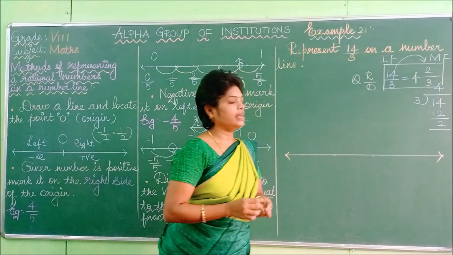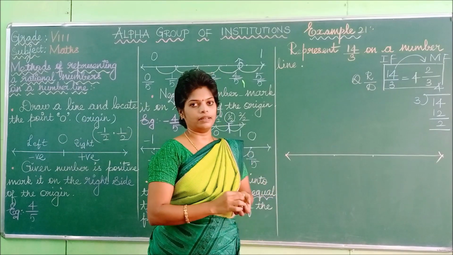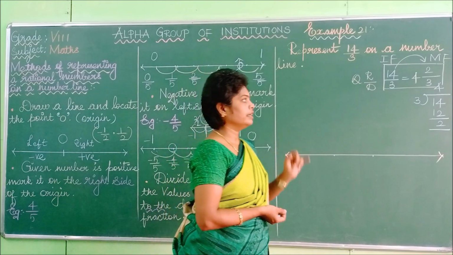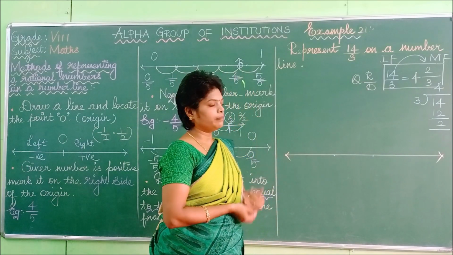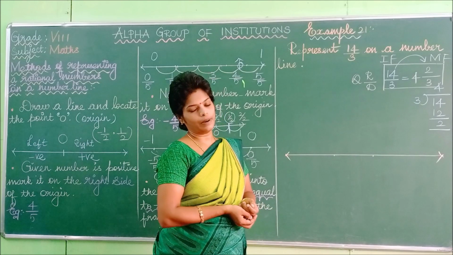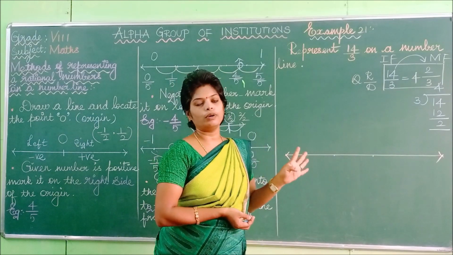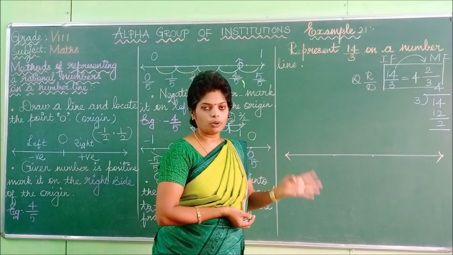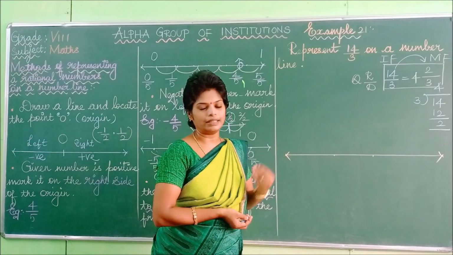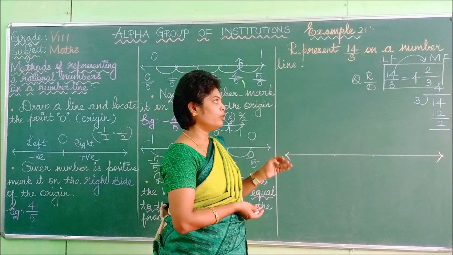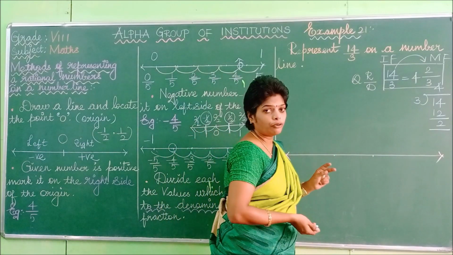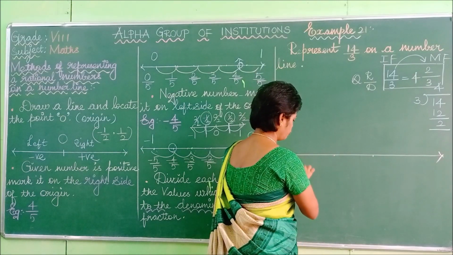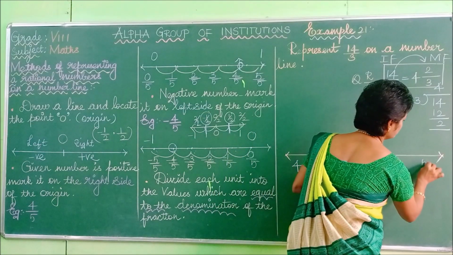From these we can say easily where that value is represented on the number line. So listen carefully. If you divide 14 by 3, you get the value 4 2 by 3. That means 4 whole parts with the addition of 2 by 3 fractional part. 4 whole parts plus 2 by 3 fractional part. 4 whole part means it is greater than 4 and less than the next number 5. So it lies between 4 and 5.